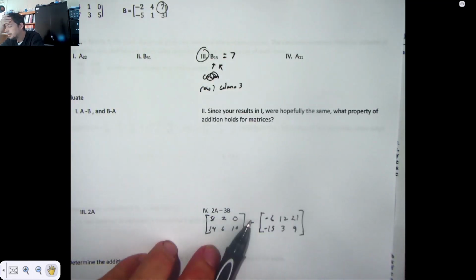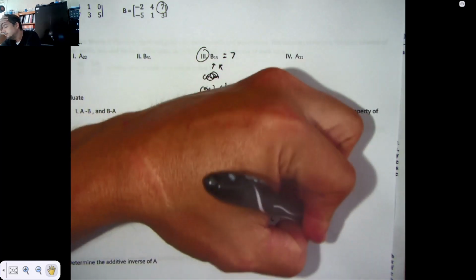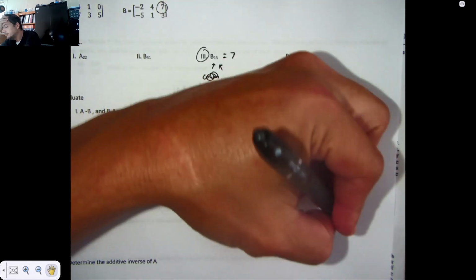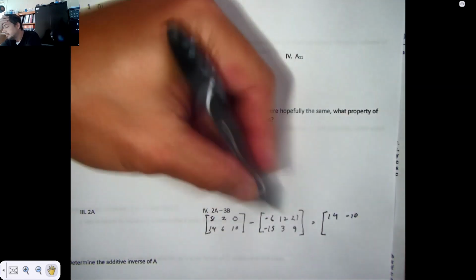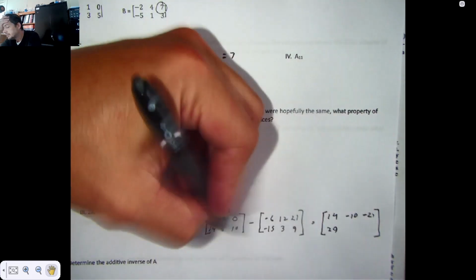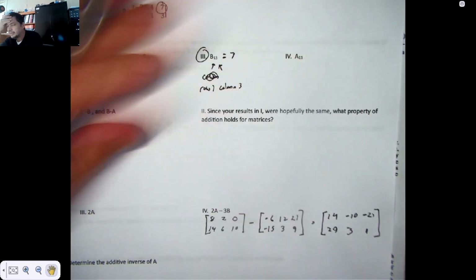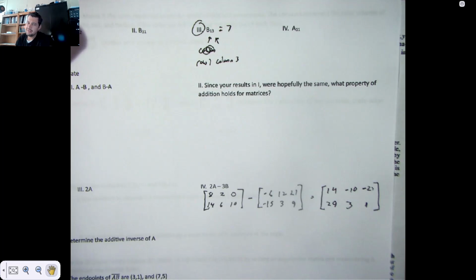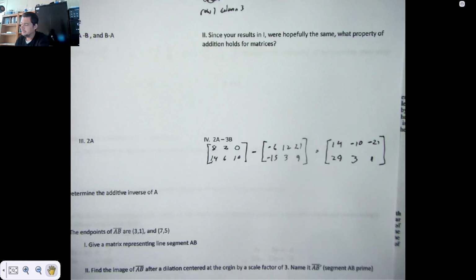And now I'm going to subtract like positions. 8 minus a negative 6 is 14. 2 minus 12 is negative 10, sorry. 0 minus 21 is negative 21. 14 minus a negative 15 is 29. 6 minus 3 is 3. And 10 minus 9 is 1. Don't be the kid who doesn't get this because you can't add or subtract. All right?